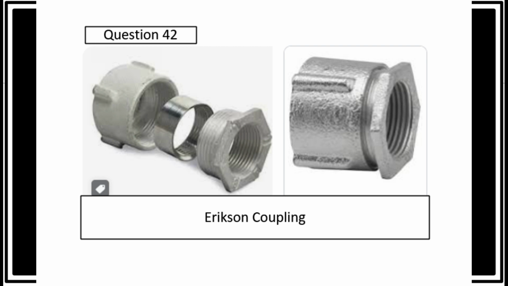Question 42. An Erickson coupling is used to join 2 lengths of rigid conduit.